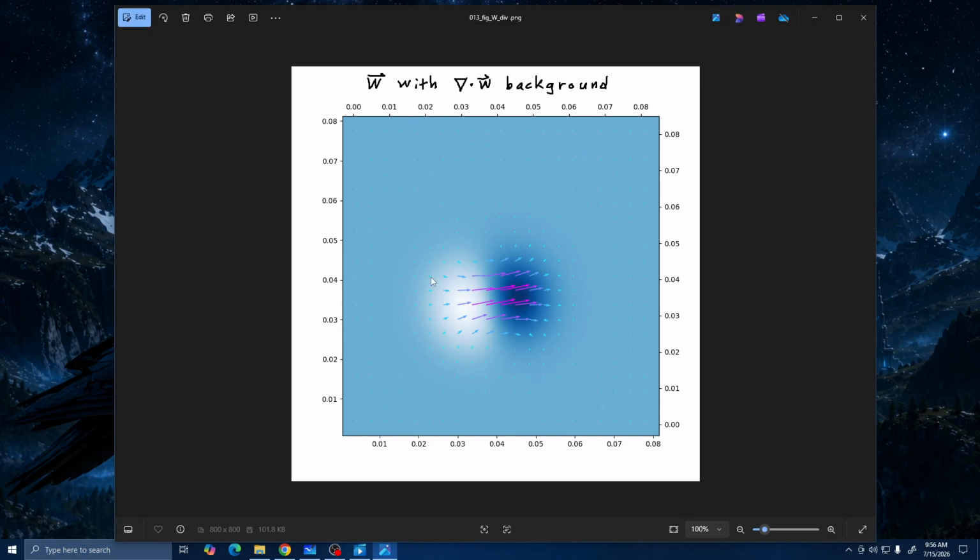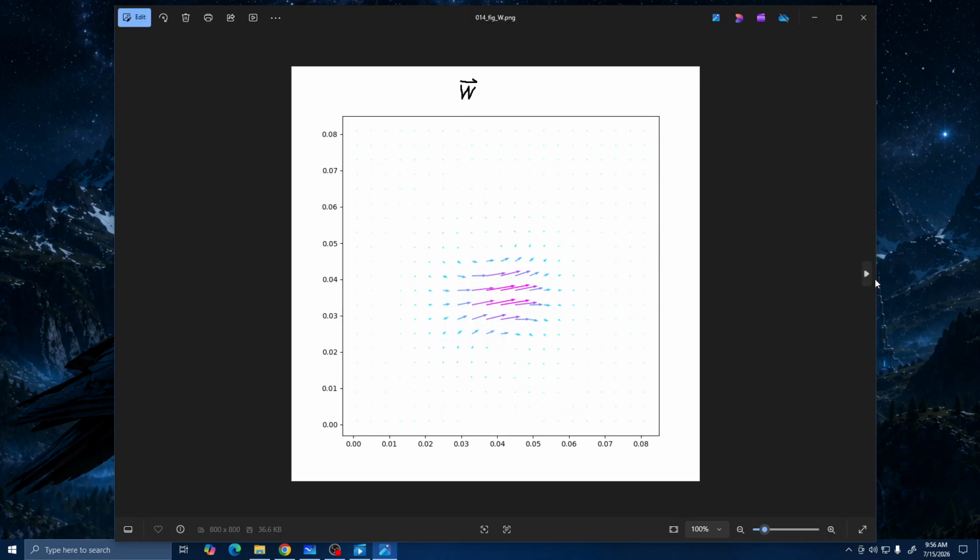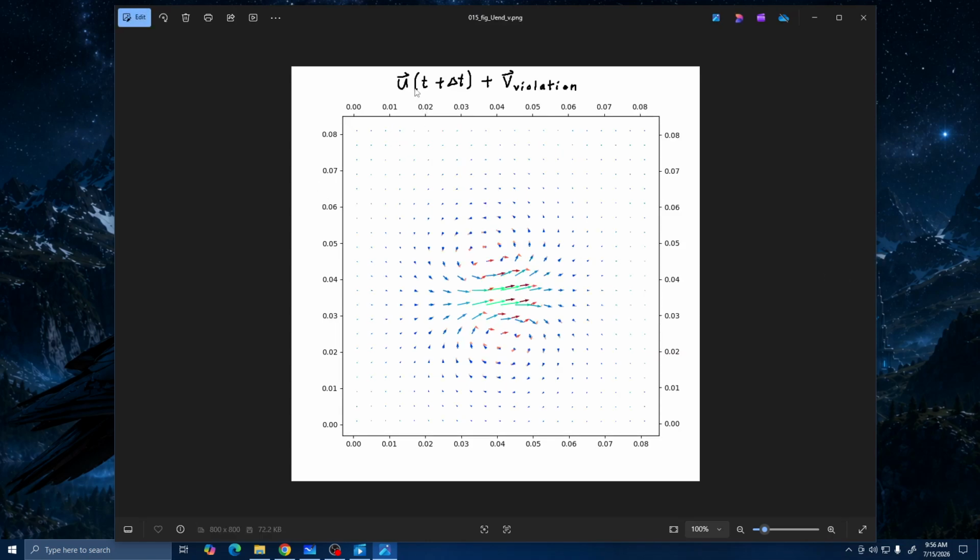So this is precisely what causes the divergence of W. So there's a W again. W is actually not what's going to be put into the next time step. The actual U is going to be the real U, which is graphed in blue and green, plus this V violation.